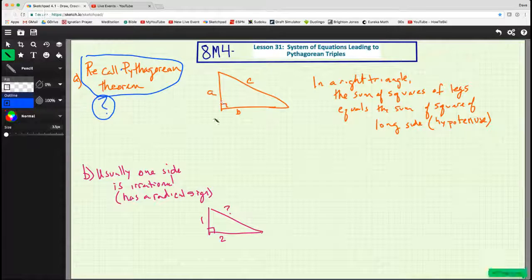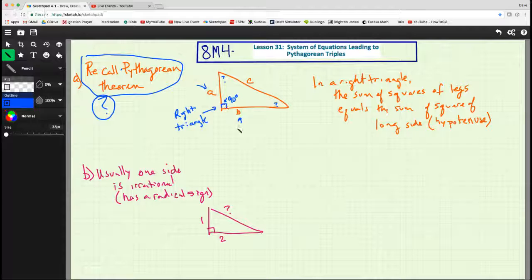It basically is a rule that says if you have a right triangle, and remember, we know that a right triangle is a triangle that has a 90-degree angle. It doesn't matter what the other two angles are. These can be any measure. But if there's a 90-degree angle, we have these two sides that touch the 90-degree angle, and these are called legs.